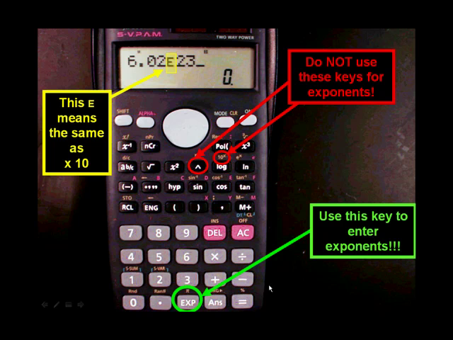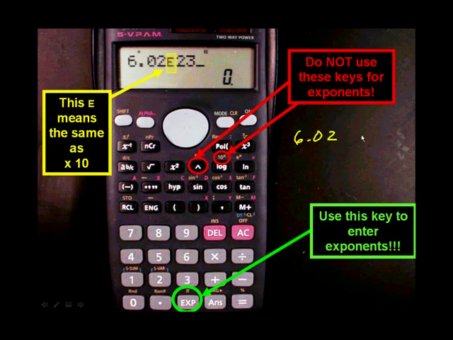So this is the one style of calculator. It's circled here in green. That's the EXP key that you're looking for. You might see these keys that I've circled in red, the carat and then the 10x. I don't want you using those.